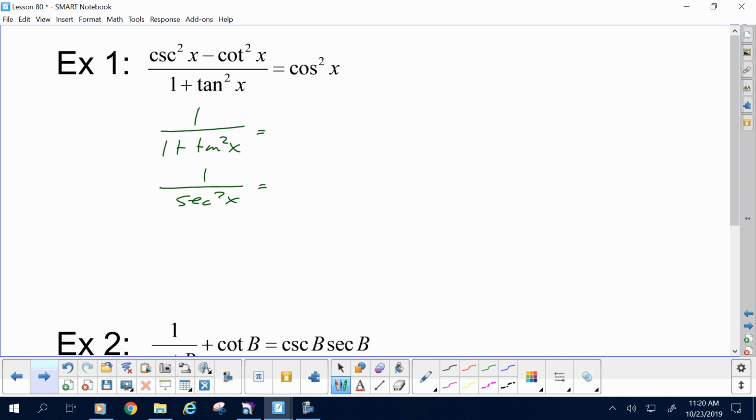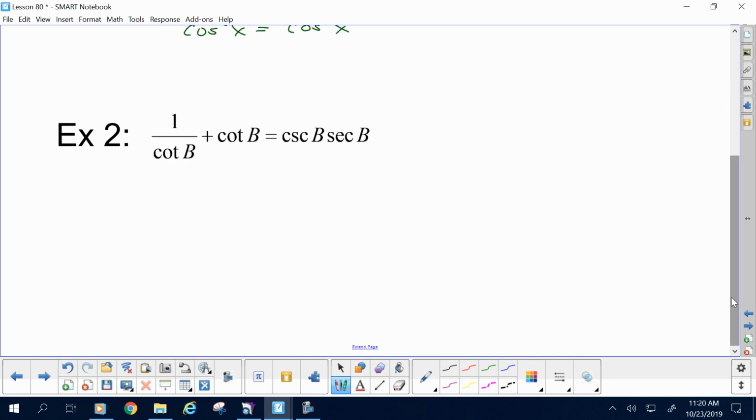That's one of the ones we just did in the box, yeah? And secant squared in the denominator is the same as cosine squared in the numerator. And you are done. I got it. Okay. Are we good? Yes. Okay.